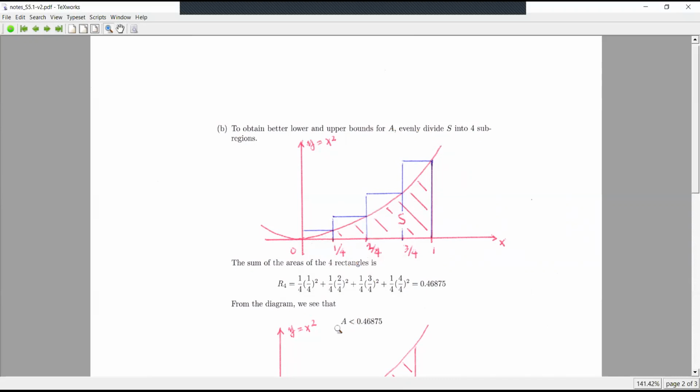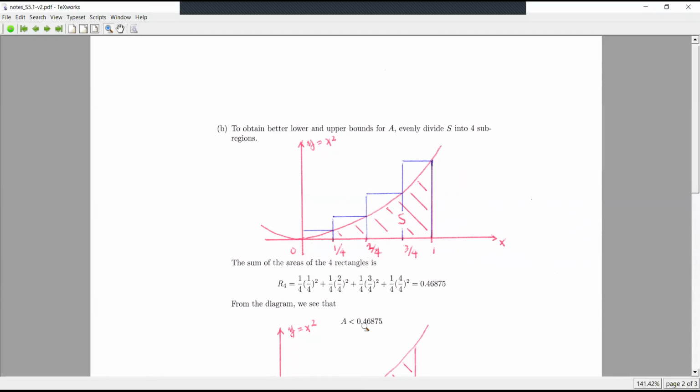Therefore, we have this inequality. A is less than this number. This is an upper bound for A. Compared to the upper bound in step 1, the upper bound in step 1 is 0.6.